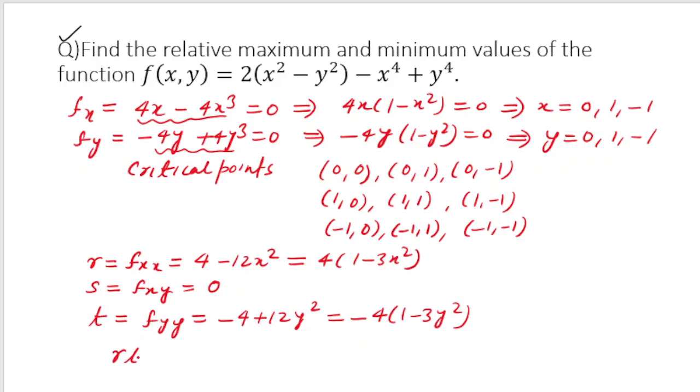So if I write the expression for rt minus s square, it will be 4 into minus 4, that is minus 16 into 1 minus 3x square and 1 minus 3y square, and minus s square, that is minus 0 square, so I am not writing that. Okay. So the first part is to get the critical point, second part is to calculate rt minus s square is done. Now I have to check the nature of all these points. So for that I am moving to the next page.